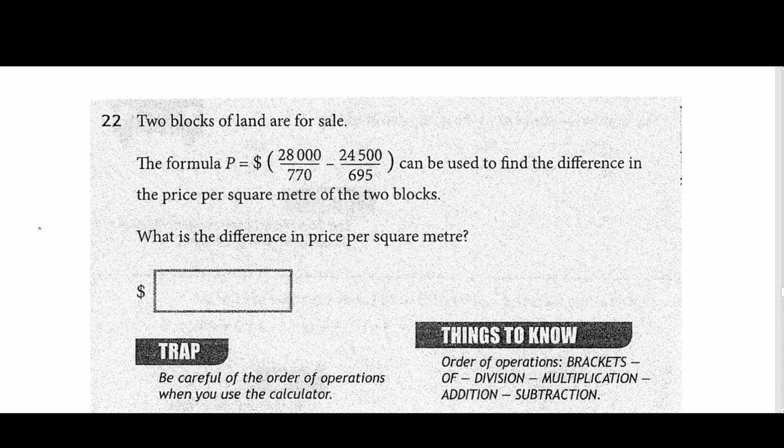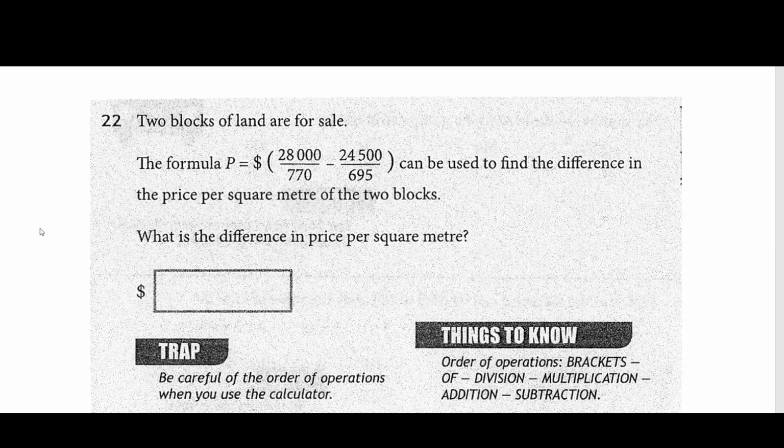Two blocks of land are for sale. The formula P dollars equals 28,000 divided by 770, take 24,500 divided by 695, can be used to find the difference in price per square meter of the two blocks. What is the difference in price per square meter?